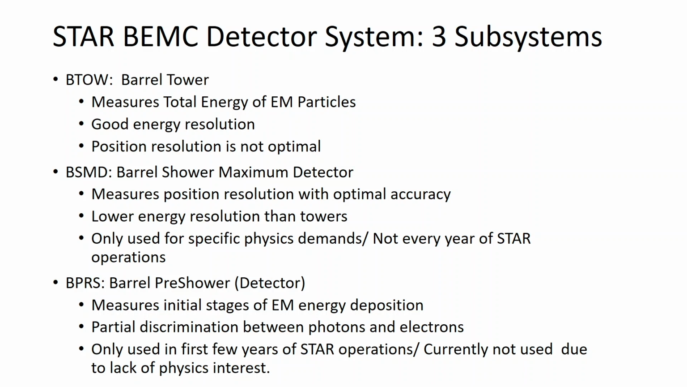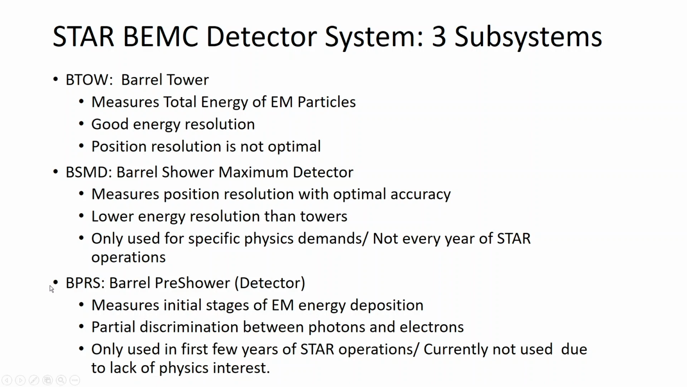The second subsystem is the barrel shower maximum detector. This measures position resolution with optimal accuracy. However, it has lower energy resolution than the towers. It is only used for specific physics demands, and so does not run every year of STAR operations.